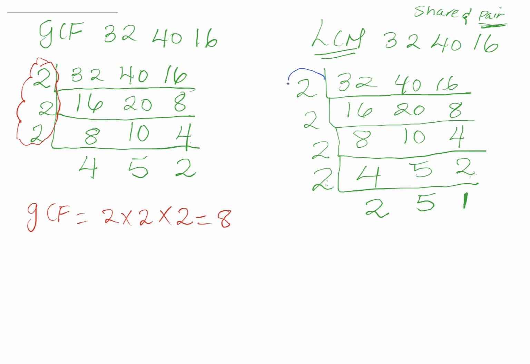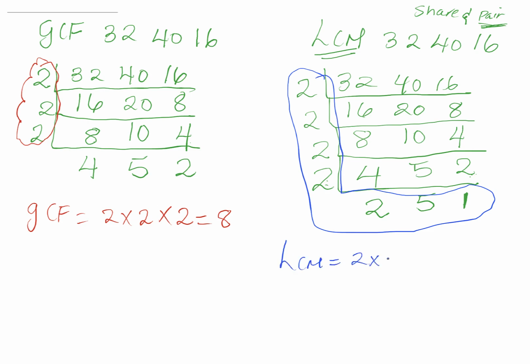So remember, make your L. There's your L right here. So your LCM is 2 times 2 times 2 times 2 times 2 times 5 times 1. So 2 times 2 is 4. 4 times 2 is 8. 8 times 2 is 16. 16 times 2 is 32.